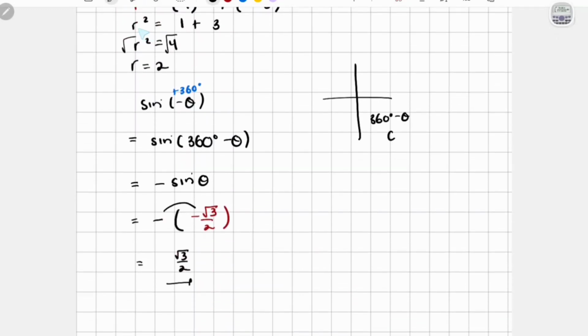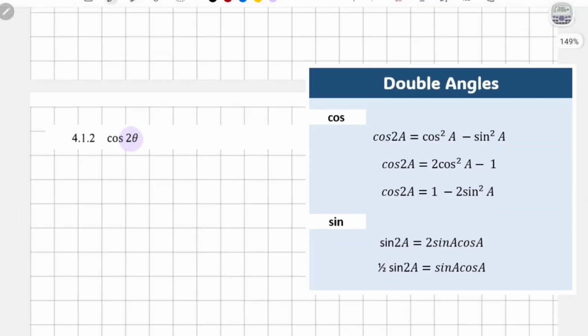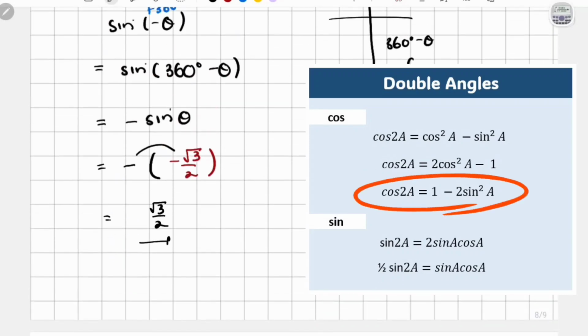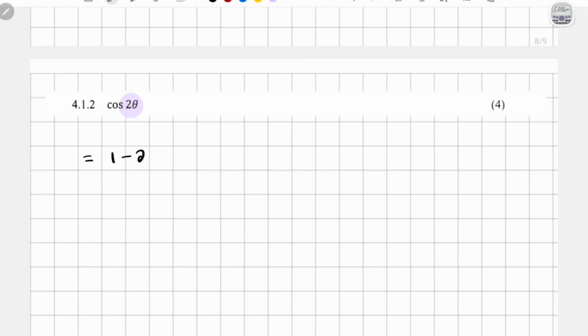Okay, next question. And the next question, 4.1.2, we have to find the value of cos 2 theta. Okay, cos 2 theta, what does that remind you of? That is a double angle. So you're going to have to change it into one of the double angles that you know of. Now, I'm specifically going to change it into this because I know what sine theta is. That's why. So I'm going to change it into 1 minus 2 sine squared of theta. Okay, that's what it's equal to.